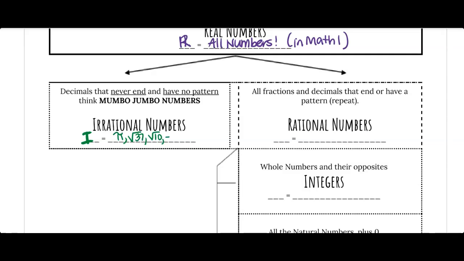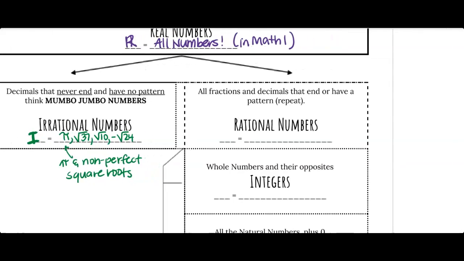If you're not sure if a square root is a perfect square, you can just type it in your calculator. And if it comes out to be a decimal, then it is irrational. So it's really just pi and all of your non-perfect square roots. After irrational, there's nothing else on that side of our little branch. So we're going to branch back over to our rational numbers.